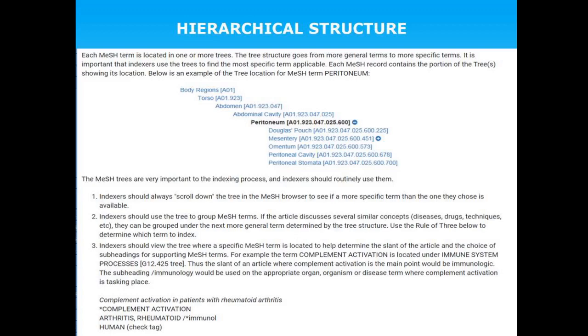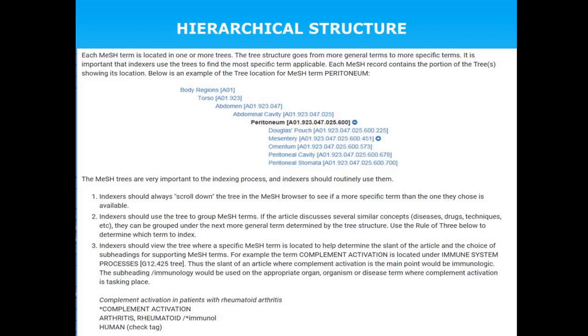Take the example: complement activation in patients with rheumatoid arthritis. Here, complement activation automatically becomes the IM. It is located under immune system processes, that is G. So again, you use immunol, with arthritis, rheumatoid, and immunol as the IM. The second one is a qualifier descriptor: the main heading is represented by an asterisk, and the qualifier is the subheading. So arthritis, rheumatoid is the main heading, and immunol is the subheading. Human is a check tag.